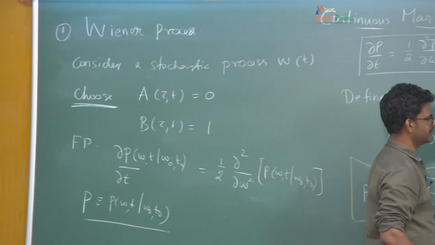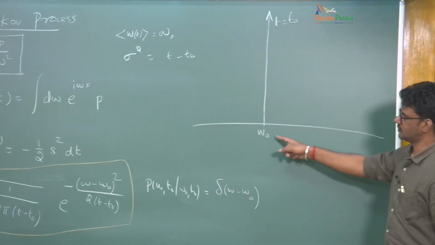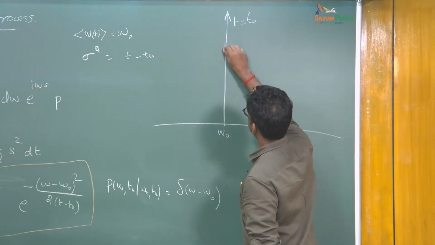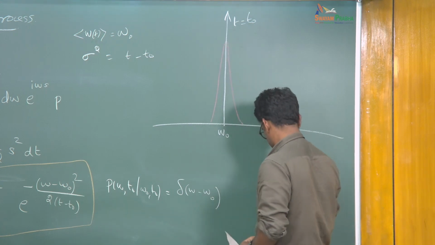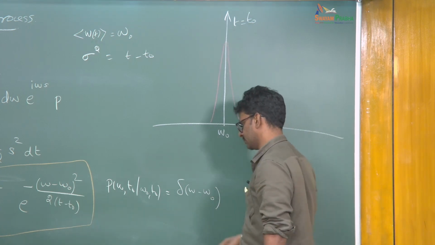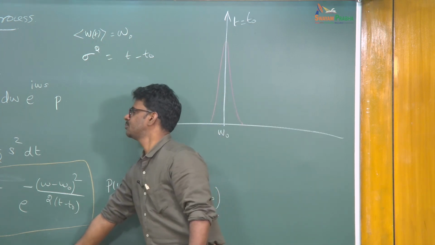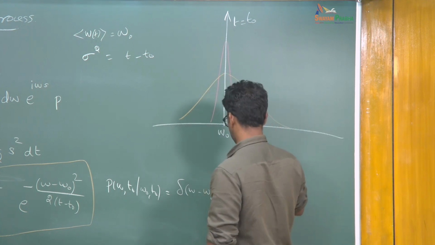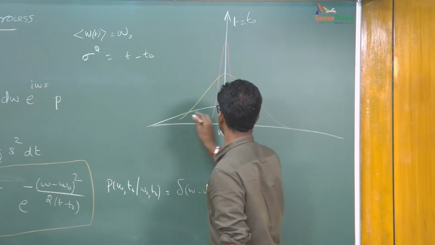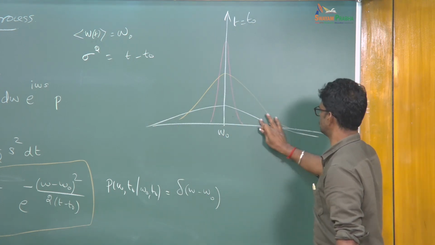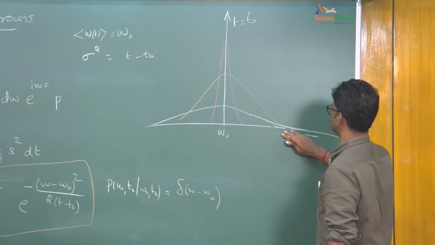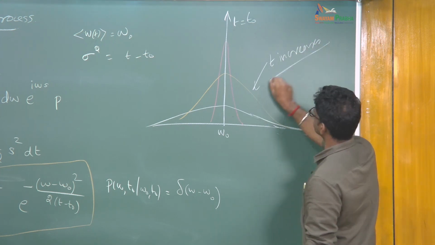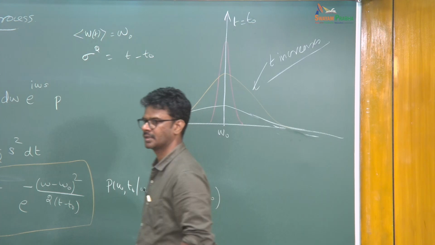So if you look at this function at time t equal to t naught, this will be a delta function. For t larger than t naught, you will see that this is basically a Gaussian function. It spreads like a diffusive process. So here time is increasing.